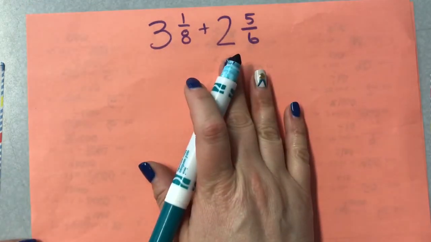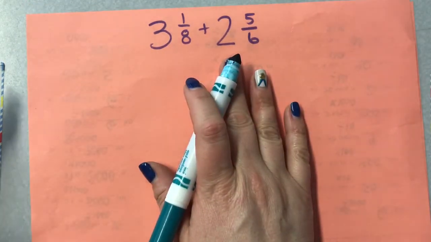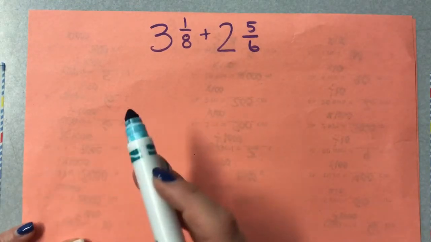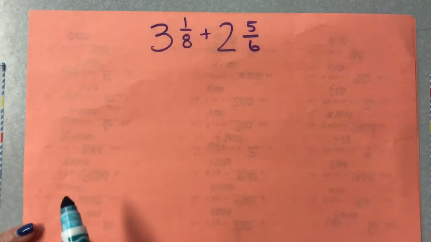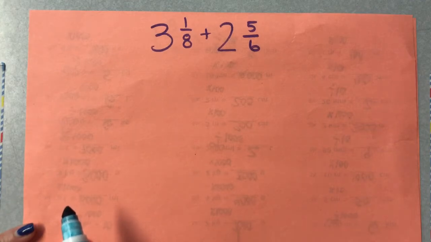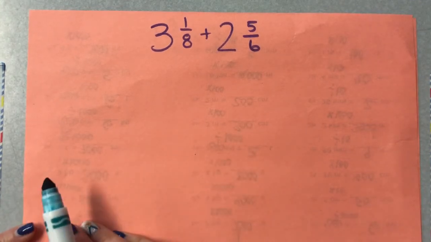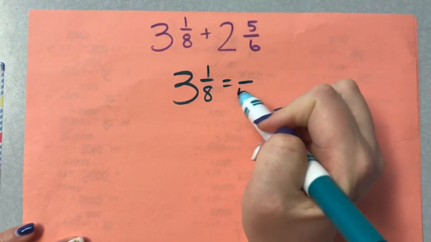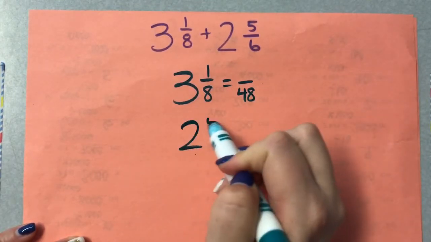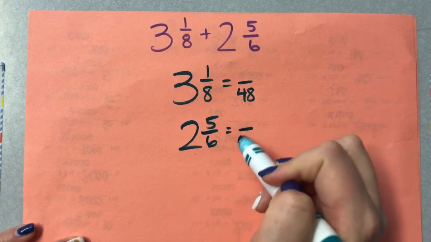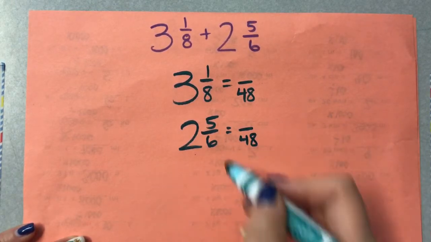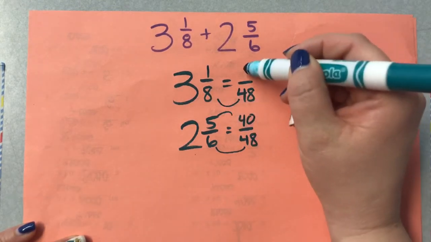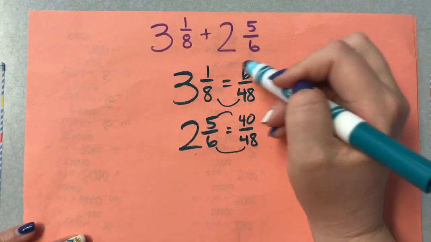Okay, so this is, again, first thing, common denominator. So 8 and 6, we could go 24 because they both can turn into a 24. However, I'm sure most of you will go 48. So if we make it 3 1/8, how many 48ths is that? 2 5/6, how many 48ths is that? This is times 8, so times 8. Times 6, so times 6.